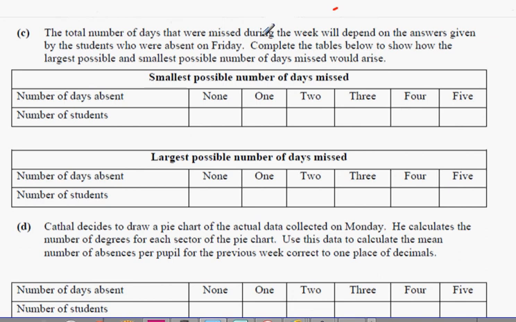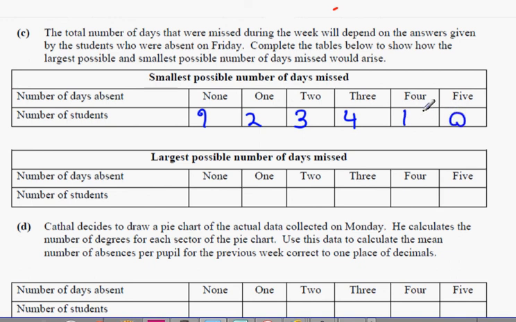So the total days that were missed during the week will depend on the answers given by the students who were absent on Friday. Complete the table below to show how the largest possible and smallest possible number of days would arise. Okay, so let's write down the old table. What's the old table again? Just call it the old table. 9, 2, 3, 4, 1, and 0.